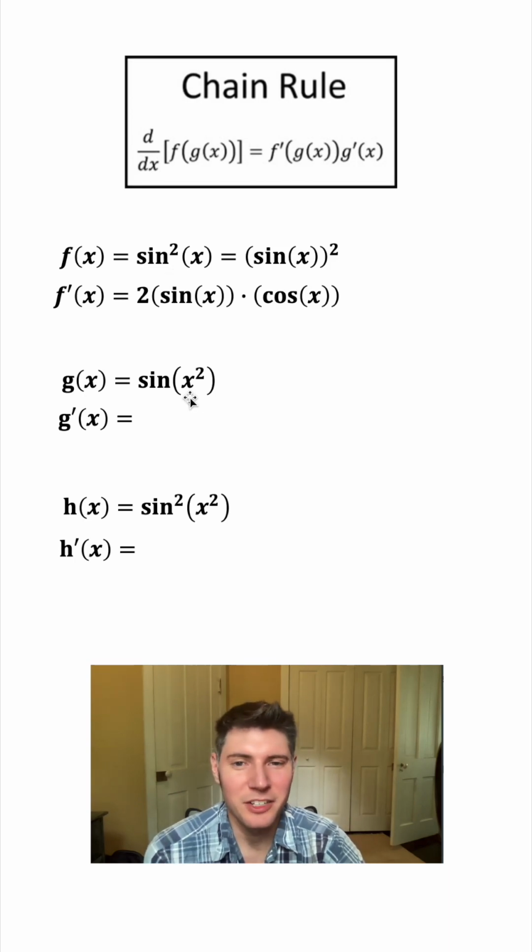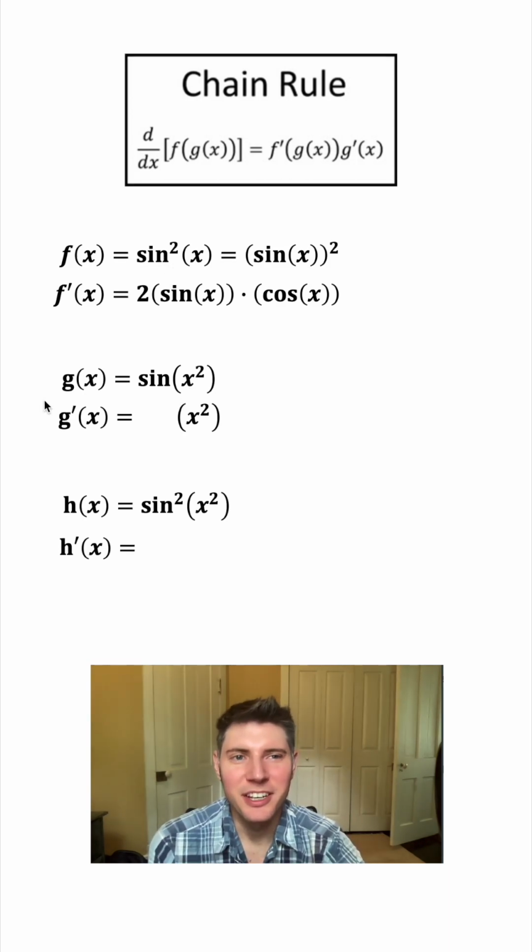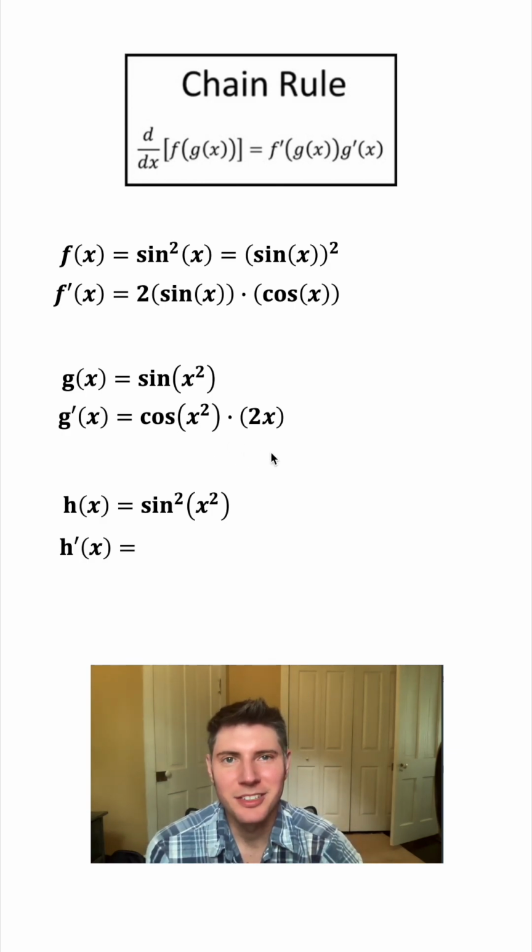Now let's do sine of x squared. In this case, the x squared is the inner function. So we're going to take the derivative around the x squared. So what is the derivative of sine of x squared? Well, it's going to be cosine of x squared. And then we're going to multiply that by the derivative of x squared, which is 2x. This right here is the derivative of sine of x squared.